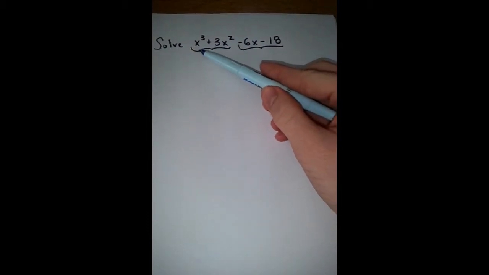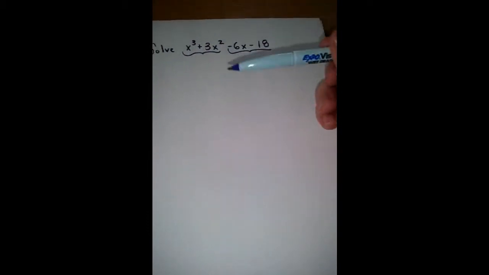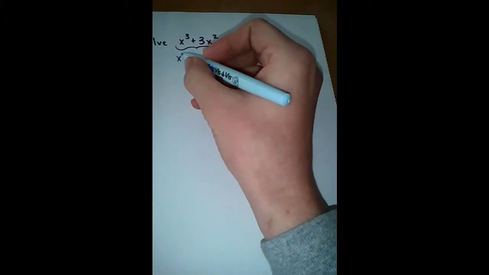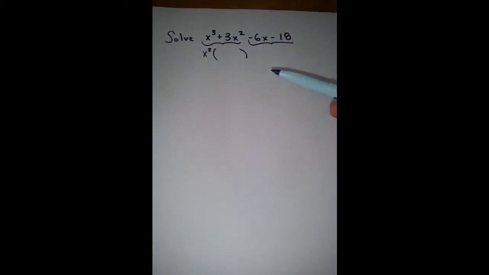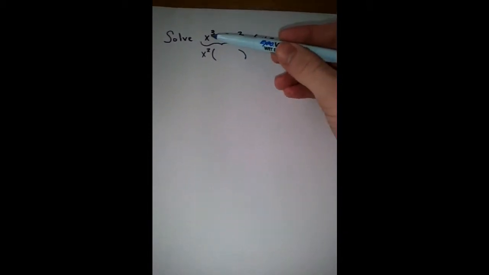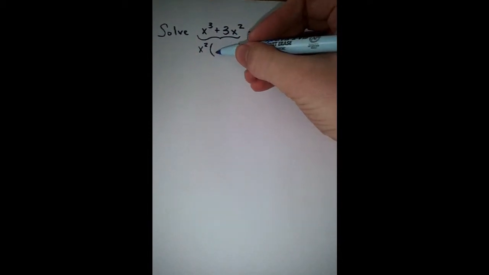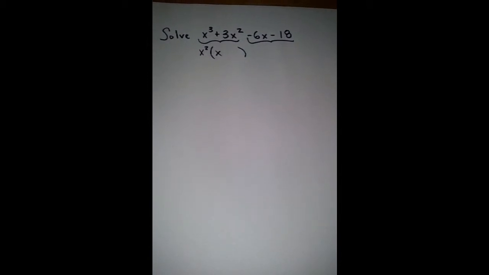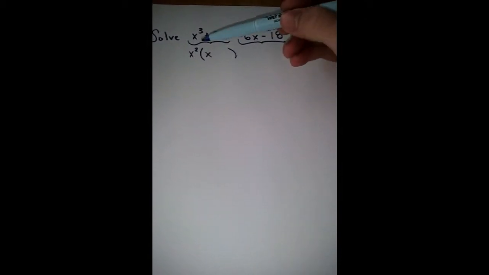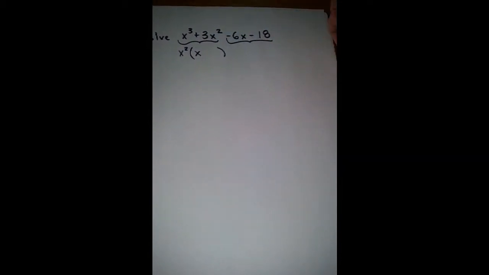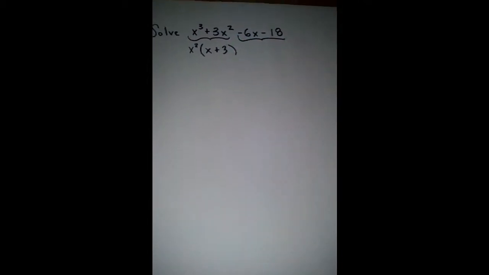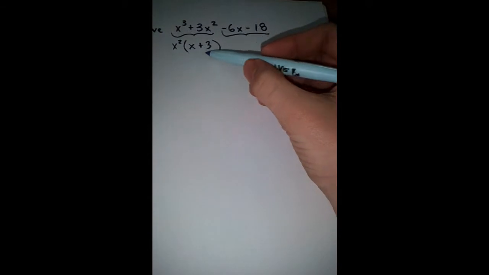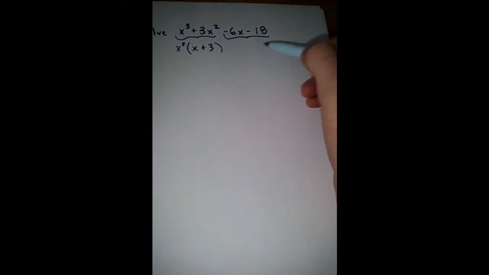What do the first two terms have in common? Well, they both have an x squared. So factor out the GCF. X squared times what gives us x cubed? X squared times x gives us x cubed. For the second term, x squared times what gives us 3x squared? Positive 3. Our ultimate goal is to get the inside of the parentheses the same on both groups.